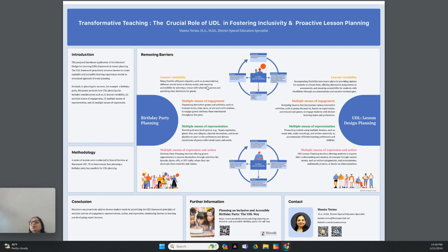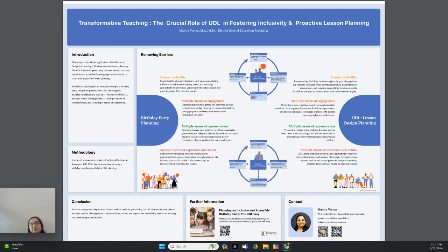After planning proactively for barriers, they compared both components, birthday planning as well as lesson planning. If we look at both of these figures or images, first of all they have to come up with the goal: plan a fun, inclusive, and accessible birthday party so everybody can have fun. That was the goal. Then comes the learner variability, their guest list. Then comes how they are going to do the assessment of whether their party was a success or not.